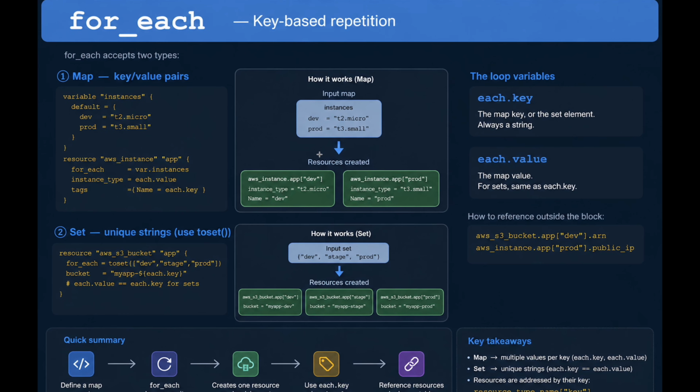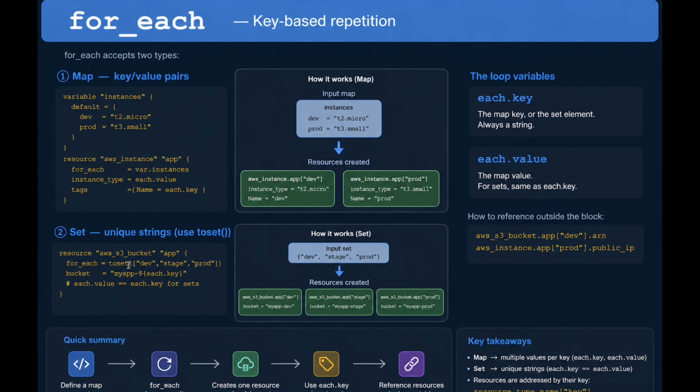Let's go to the next input type, which is sets. Unique strings: if you just have a list of names and no associated value, wrap it in the toset function. For sets, each.key and each.value are the same, both equal the set element. In this section, I have created an aws_s3_bucket called app. for_each is used with the toset function.